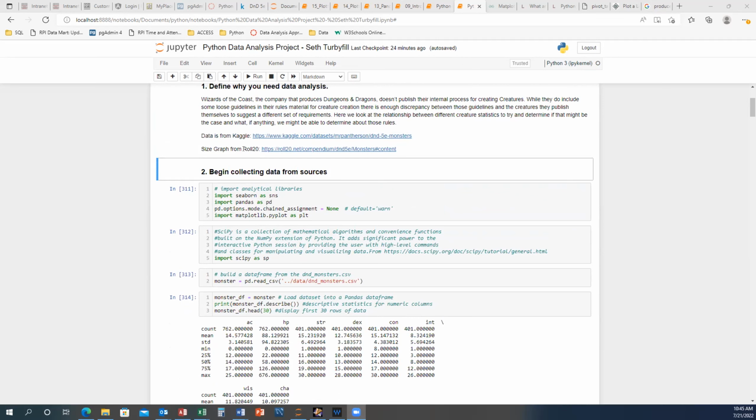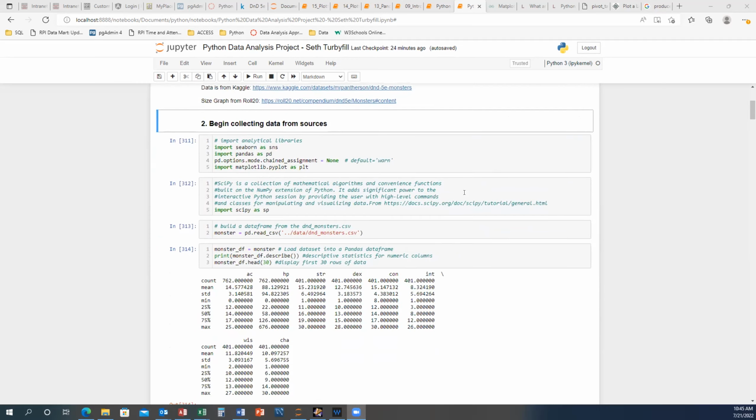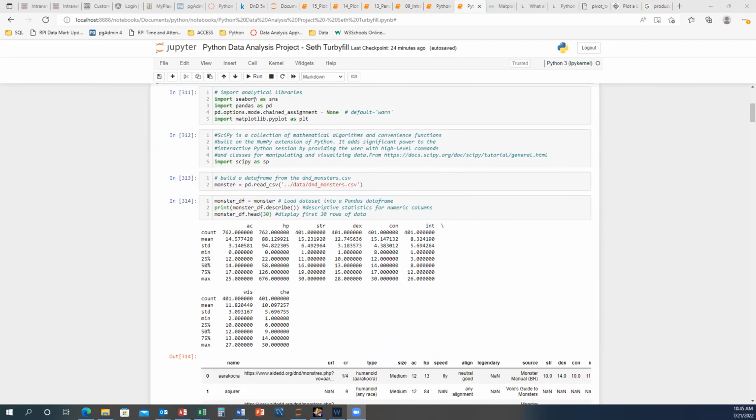I did take a graph from a site called Roll20, which I'll show you down here when we get to it. So I imported Seaborn, Pandas, Matplotlib. This right here, I was getting an error from one of the things I was doing down below. I looked up the error and it said it wasn't a big deal, and that this was the way to get rid of it, but that it didn't really affect anything I was doing. So I just told it to go away.